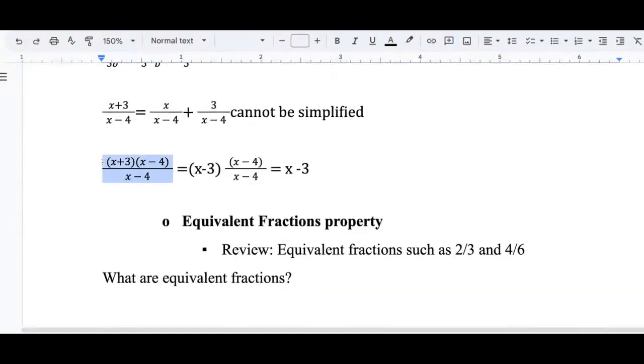Now let's see if we have this, x plus 3 times x minus 4 divided by x minus 4. This one can be thought of as x minus 3, then x minus 4 divided by x minus 4, which is 1. So we are left with x minus 3. Oh, hold on, this is plus 3. Let me change this one to be minus 3. Now it's consistent.